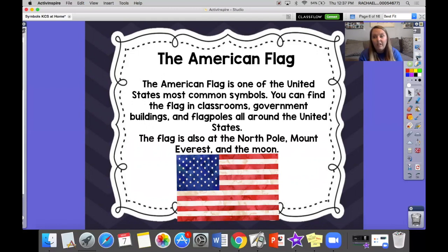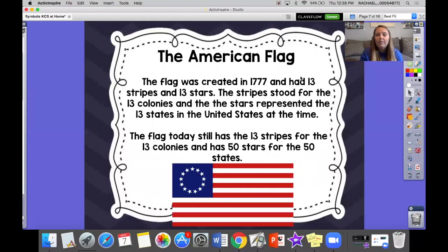Now, some really cool facts is that the American flag is also at the North Pole. It's at Mount Everest, which is the tallest mountain in the world, and it's also even on the moon. They took an American flag and put it on the moon, and it's still there today. It's pretty awesome. Now, the flag has not always been around. The flag was created in 1777. That's a really long time ago.